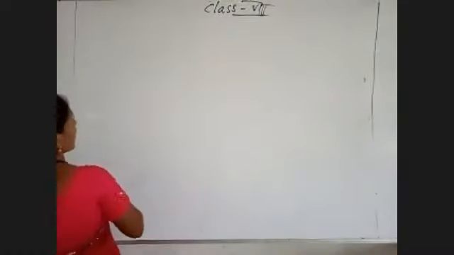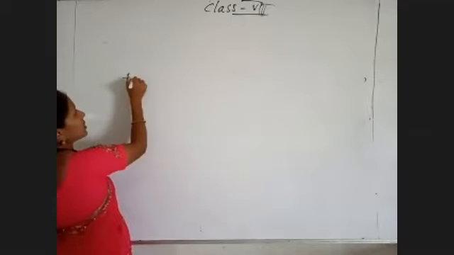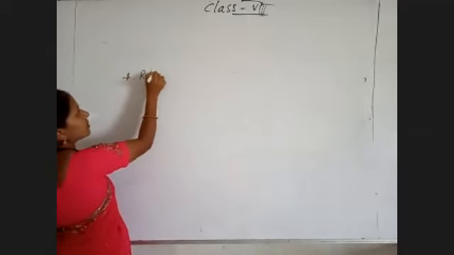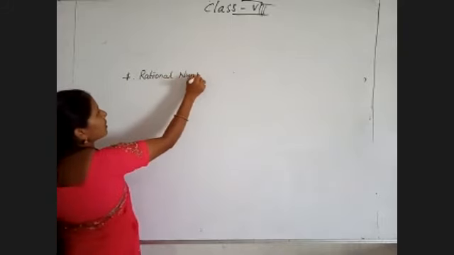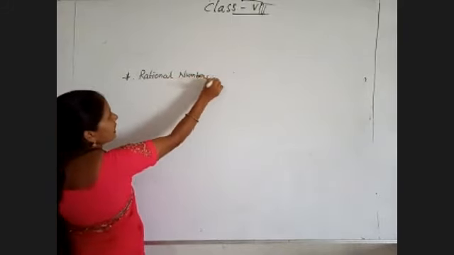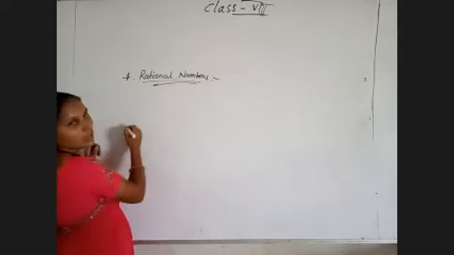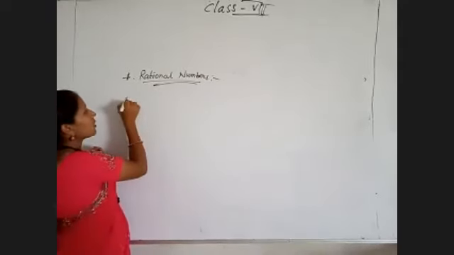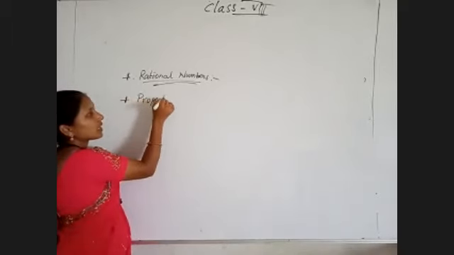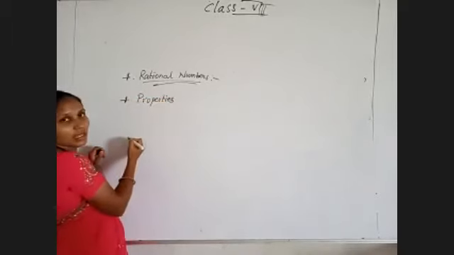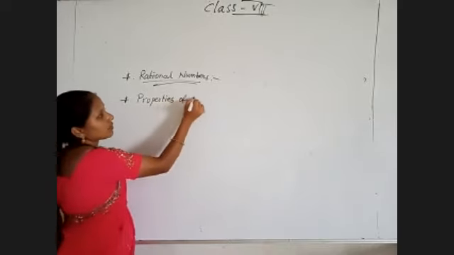So in this chapter we have studied about rational numbers, and the definition we have studied first of all. After that, properties of rational numbers we have studied and we have applied on several questions.